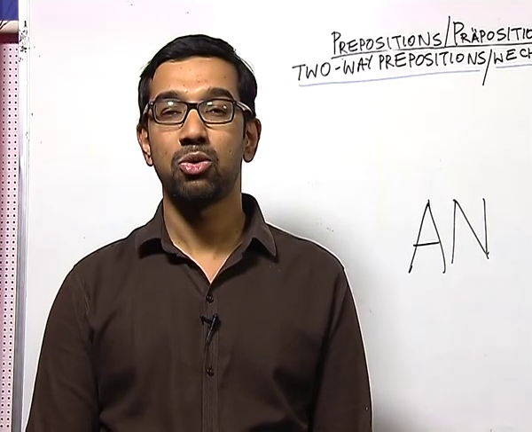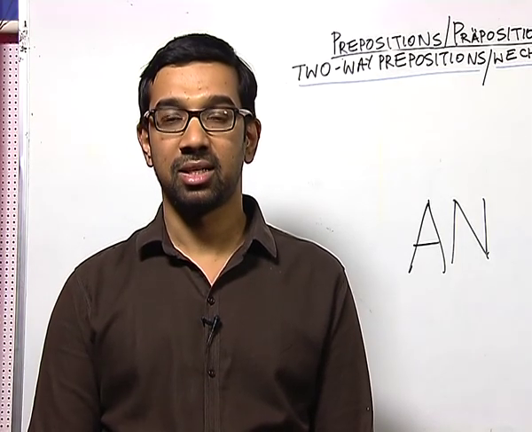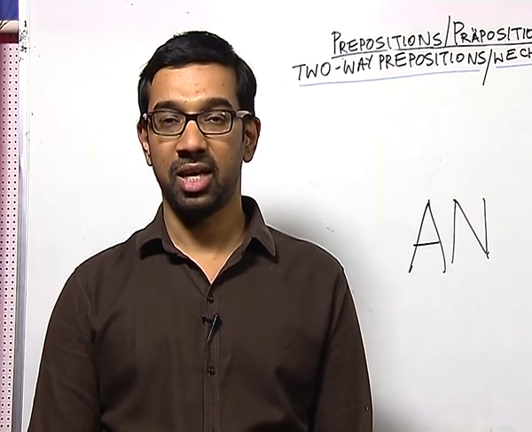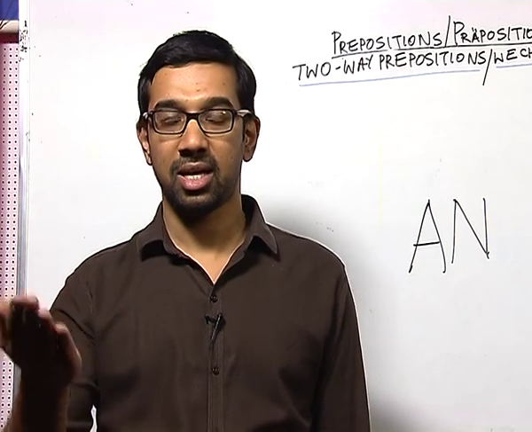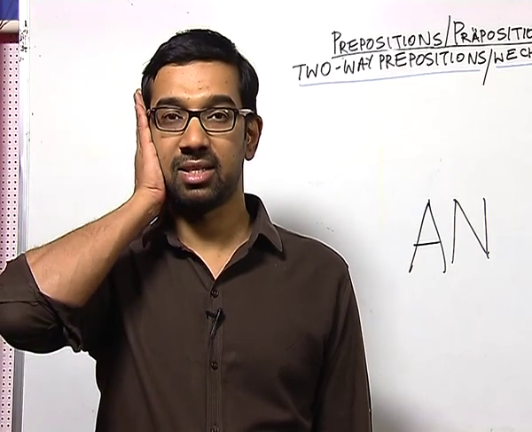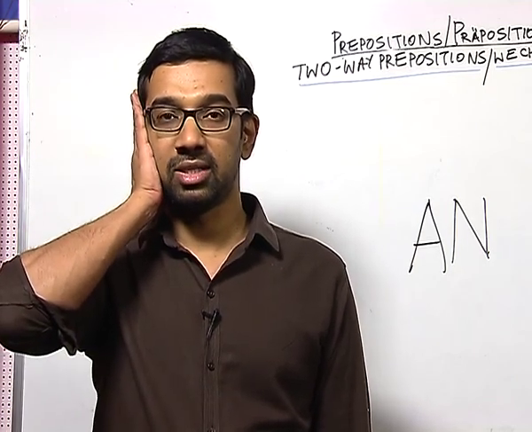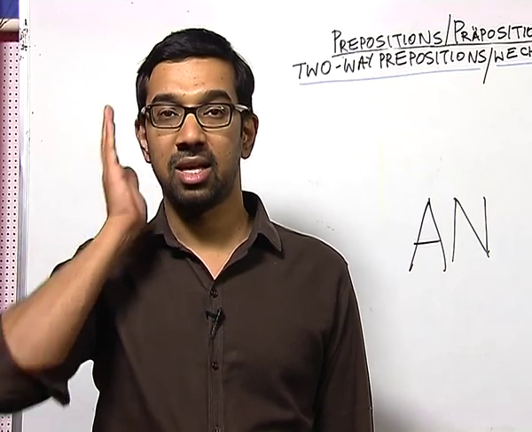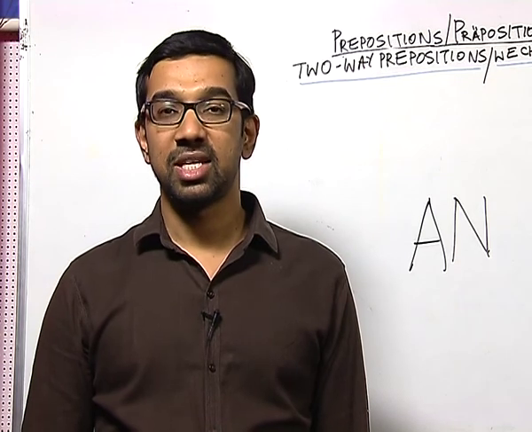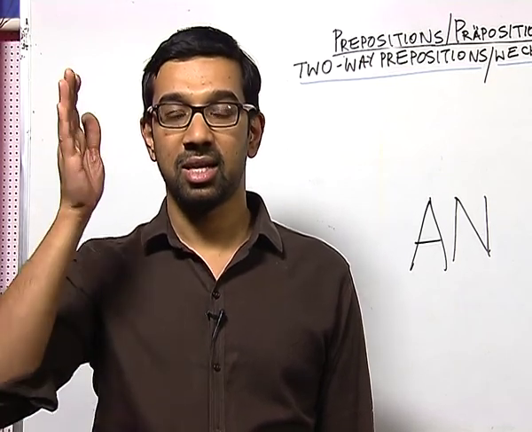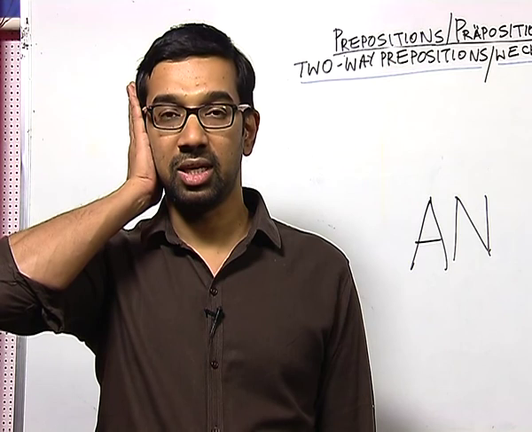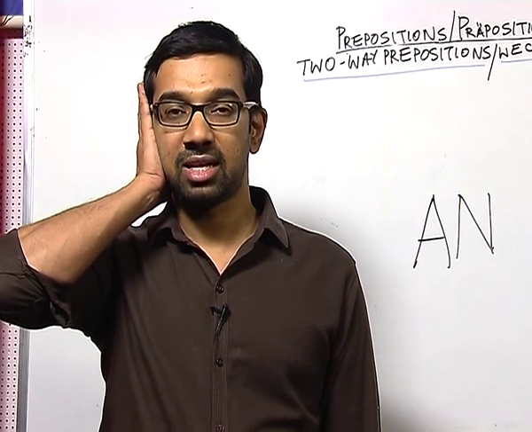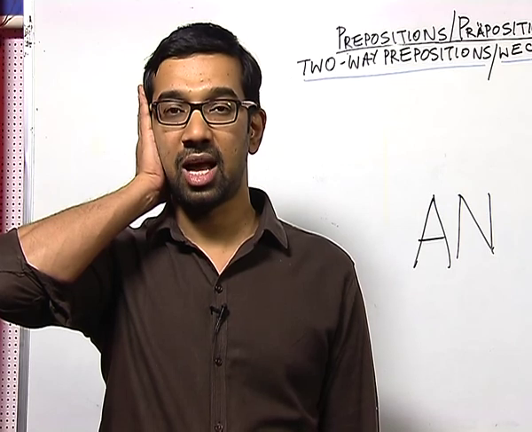Now, let us go to the other preposition, an. Again, please repeat after me the way I do it. Take your hand and keep it like this, touching your ear. Now, you have the preposition an. Let us do it once again. Take your hand and bring it close to your ear, and then touch your ear with this hand. You have the preposition an.